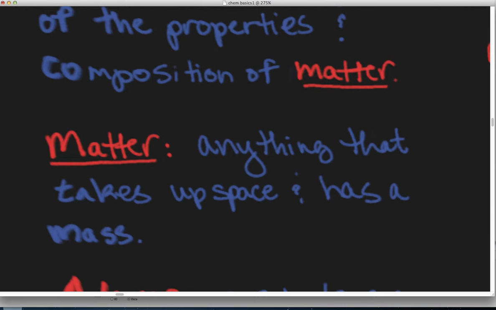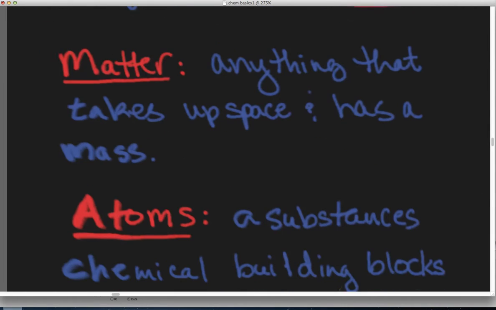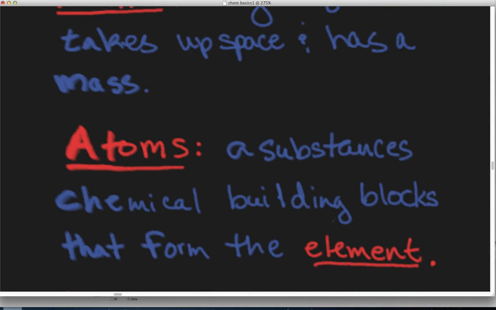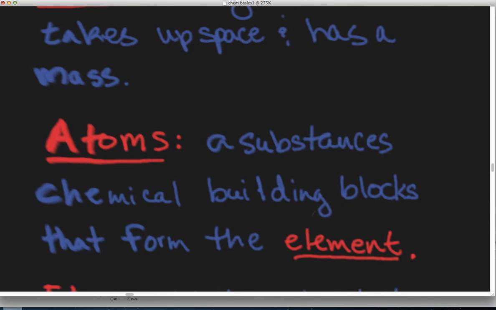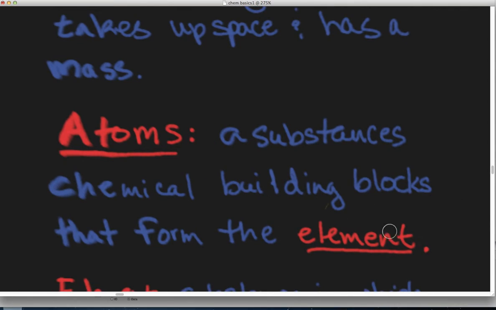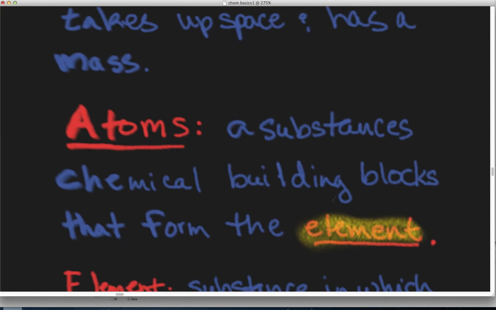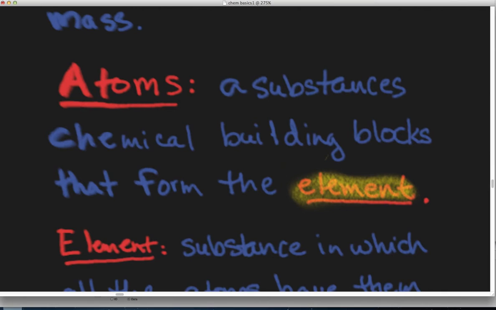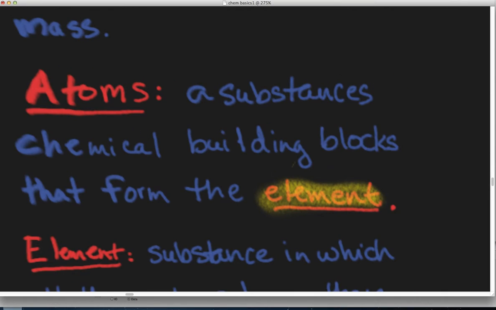And we have the building blocks of matter, which are called atoms. And atoms together form specific elements. Okay? They used to be thought to be the smallest particles. Now we know that there are subatomic particles, and even smaller than that, there's quantum level particles. If you want to be a physicist, you'll get all into that.